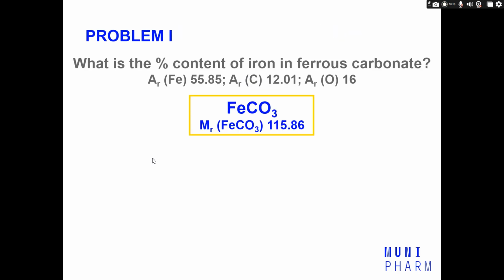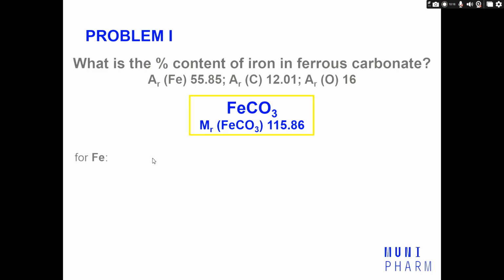Let's try with a specific problem. What is the percentage of iron in ferrous carbonate? The first step that is crucial is to write the chemical formula for ferrous carbonate correctly. This is important because we need to calculate the molecular relative mass of the whole compound correctly. We will calculate it from the atomic relative masses of the individual elements. If we make a mistake already here, then our calculations cannot be correct.